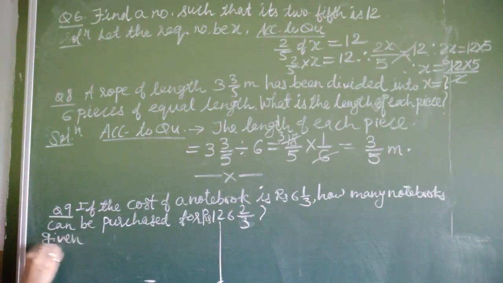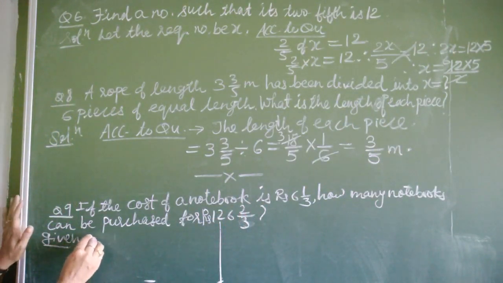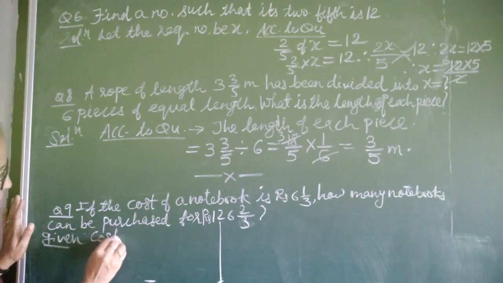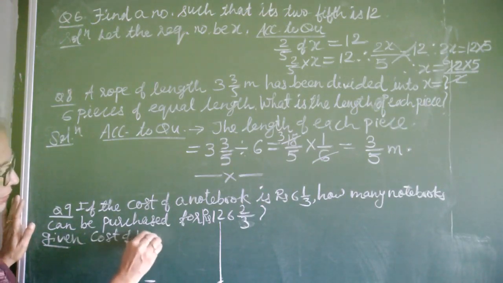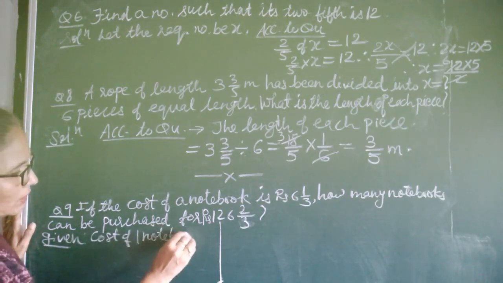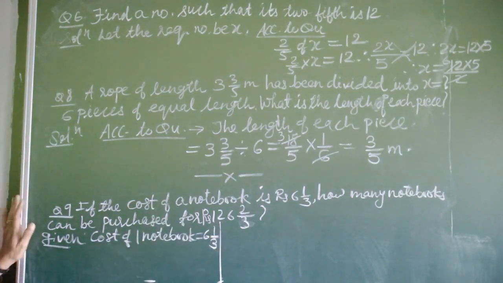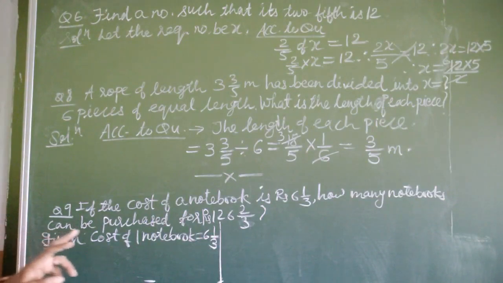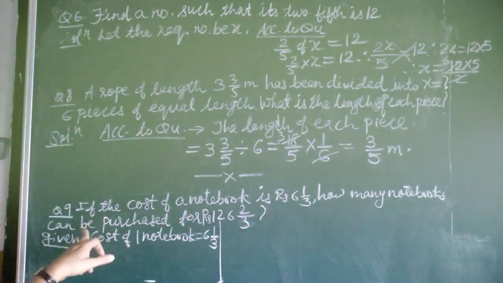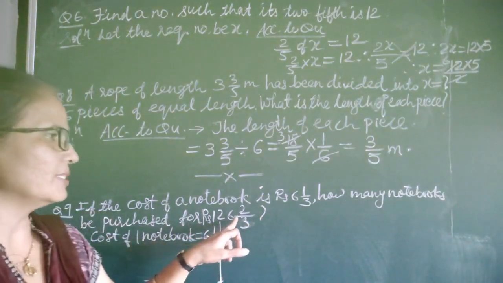What is given? Cost of one notebook. So write here cost of one notebook. How much? 6 1 by 3. And now you have to find how many notebooks can be purchased for rupees 126 2 by 3.